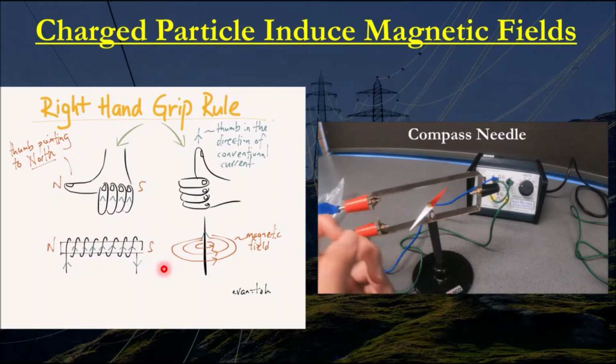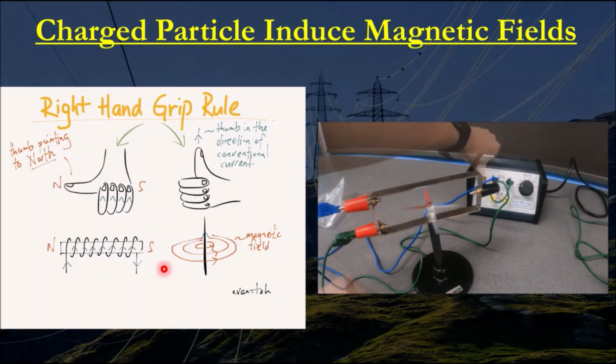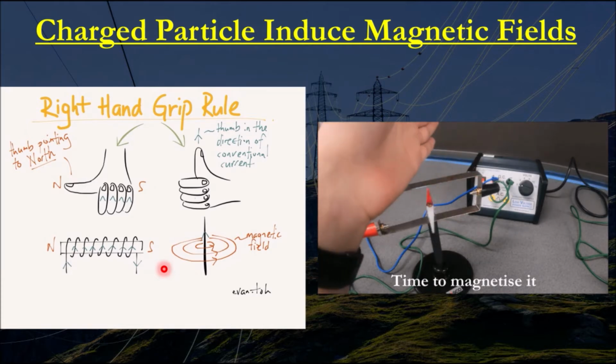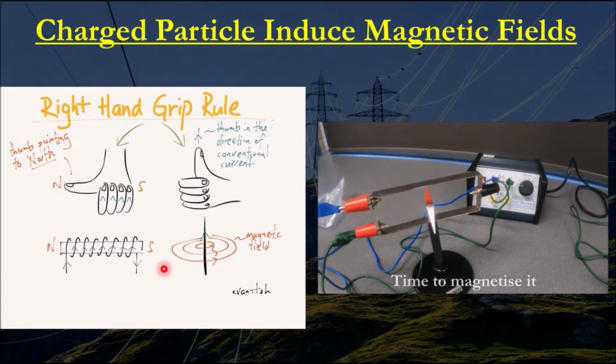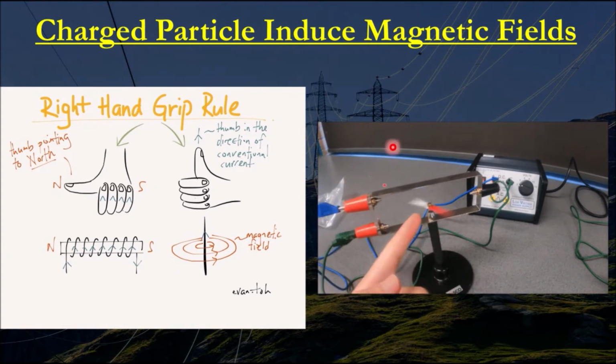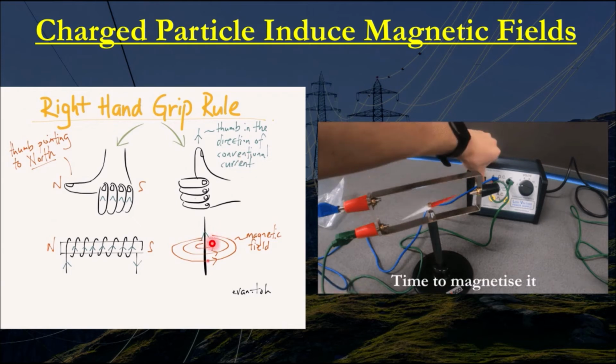So we're now going to look at this in a different way. Instead of looking at how electric current generates the magnetic field, we're going to look at what would happen if we apply an external magnetic field on this current here.